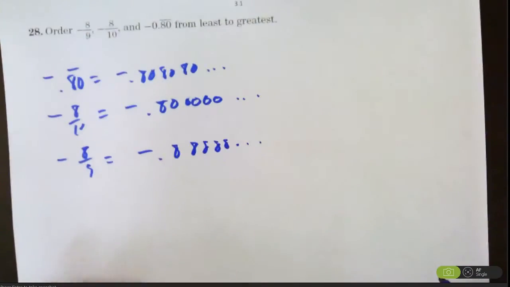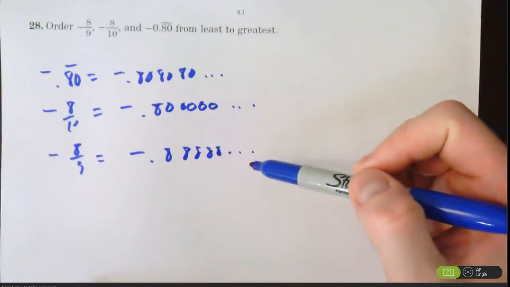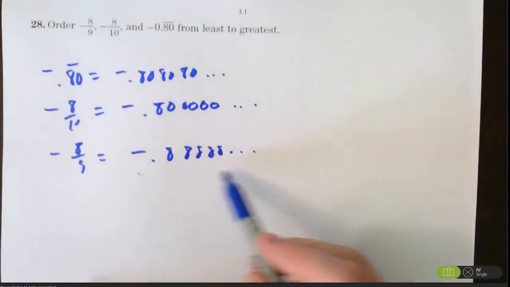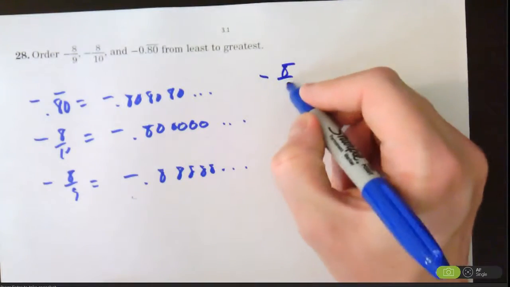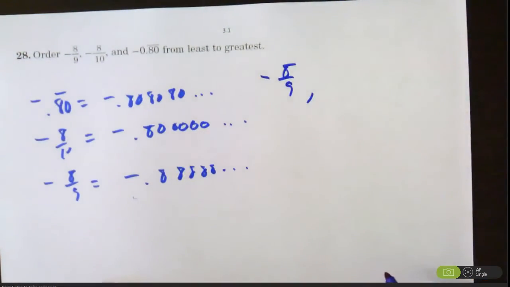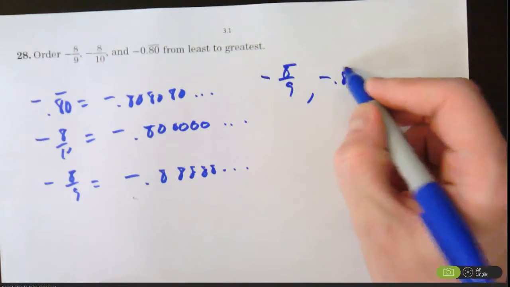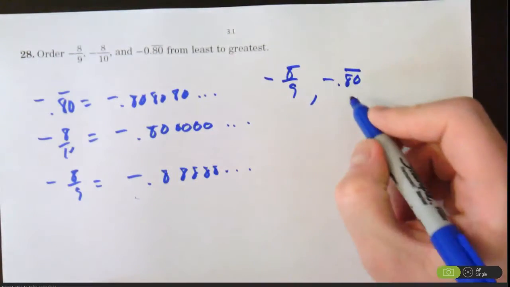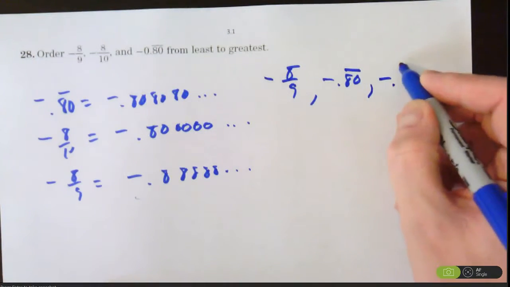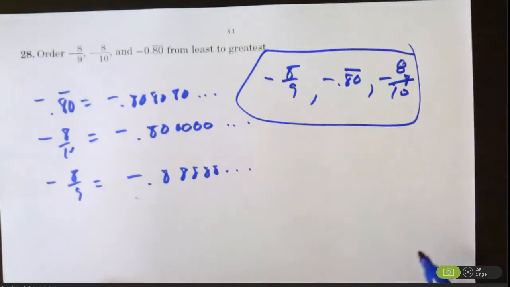So we have to remember that least is the one that's most negative in this case, and it's most negative with the negative 0.888888. So our least number is negative 8/9. Then the one that's most negative after that is negative 0.80 repeating, because that's 808080, and this is just 8000. And then it's negative 8/10.